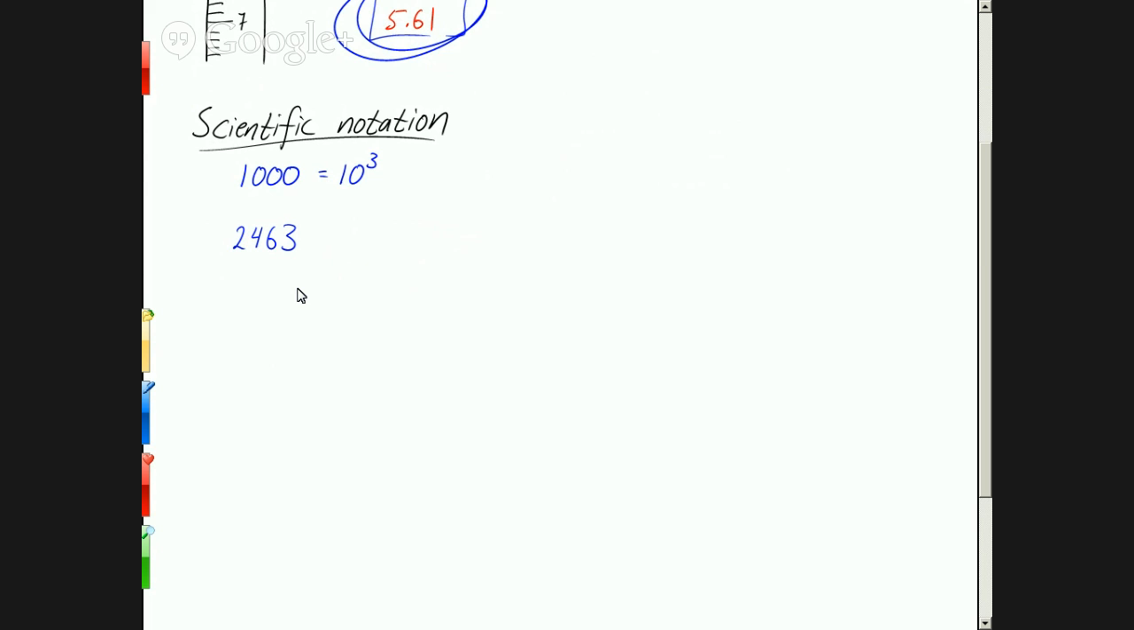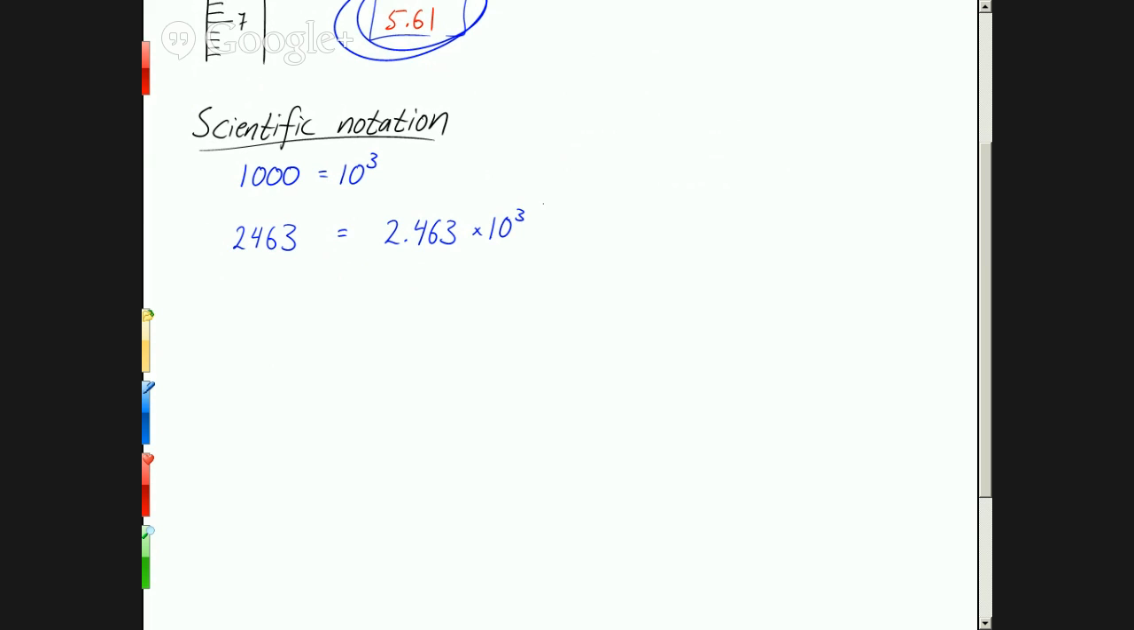2,463. Now this one is a little bit trickier because we can't just drop all those numbers out. There are no zeros anymore. So the way that we write this is we say, okay, we're going to take a regular old little small number between 0 and 10, and then we're going to multiply it by that power of 3. So 2,463 in scientific notation is 2.463 times 10 to the third.